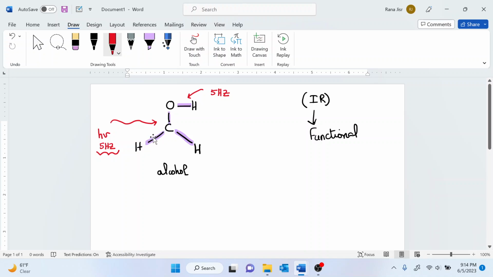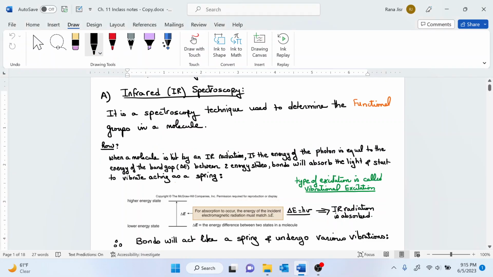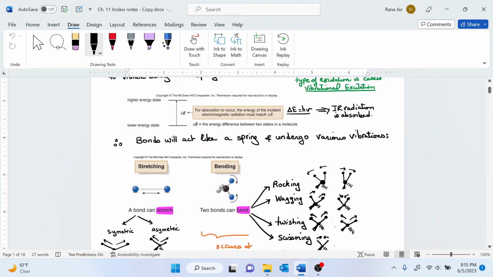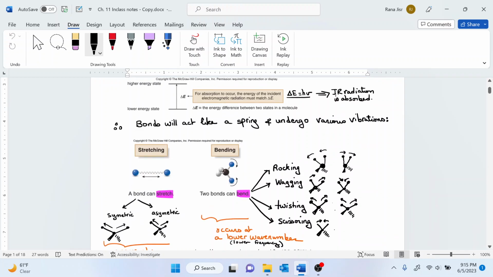They are going to stretch, and they're going to bend. And as they do this, the light will be absorbed, and the detector will detect the signal of the light that is not absorbed, which we call transmitted, and you will see a signal in the infrared region. So bonds act like a spring, and they undergo different vibrations.